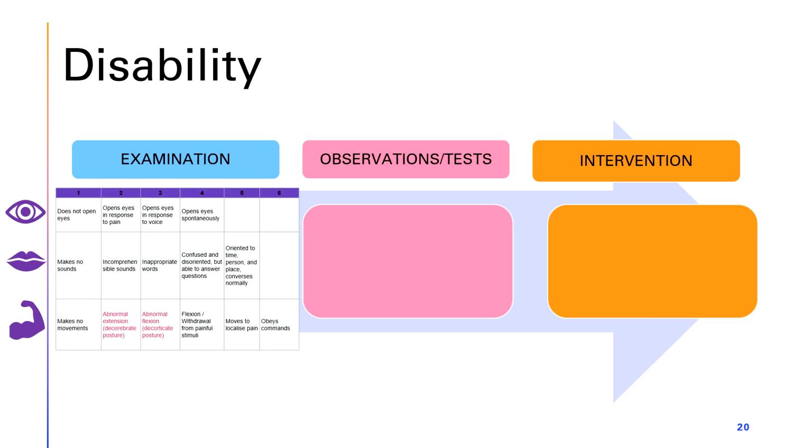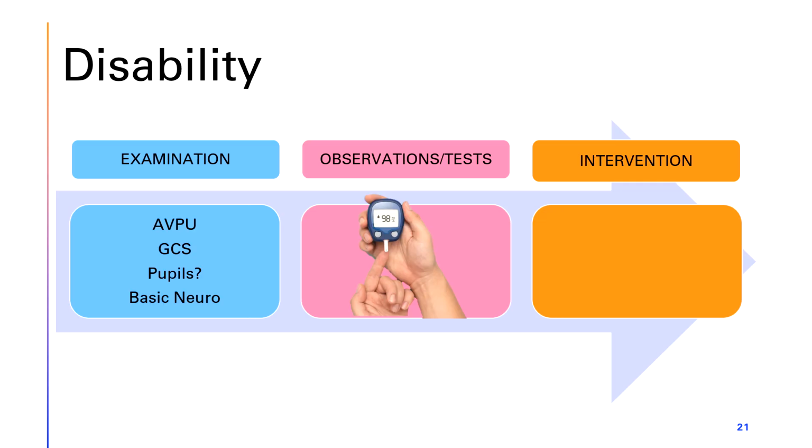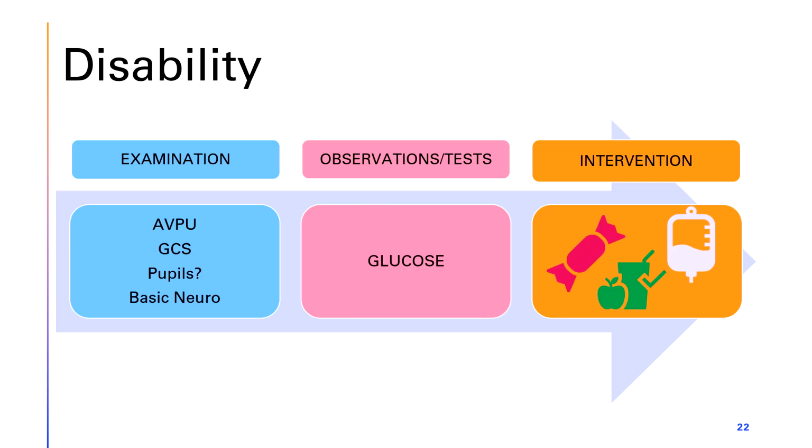Then in disability, if we have time and are able to do a formal GCS, then that's great, but if not, an AVPU scale is sufficient. We then also need to check that the pupils are equal and reactive to light and do a basic neuro examination if possible. Then in our observations, D for don't ever forget the glucose, so make sure we've checked our patient's glucose level. We may need to give them a different form of glucose depending on their level of consciousness and the level of their glucose. And that completes our disability assessment.